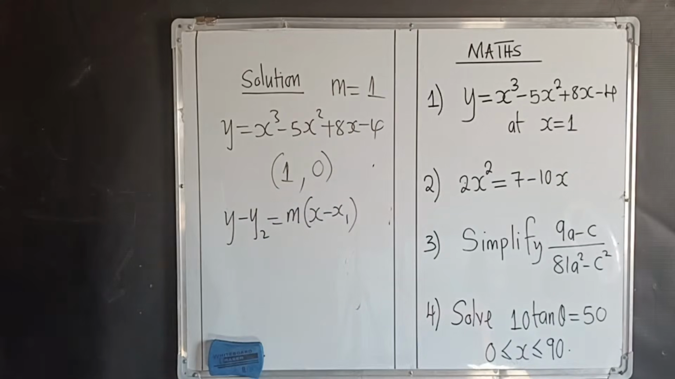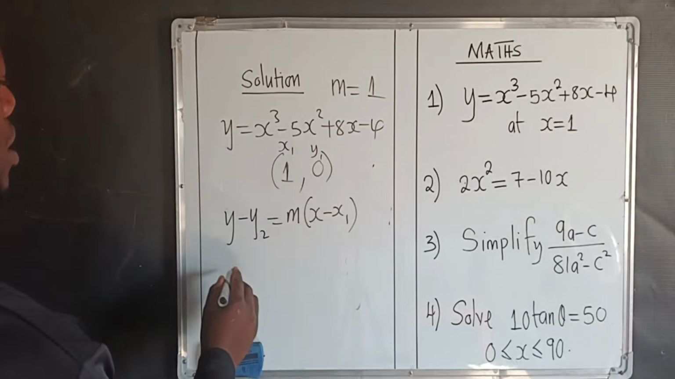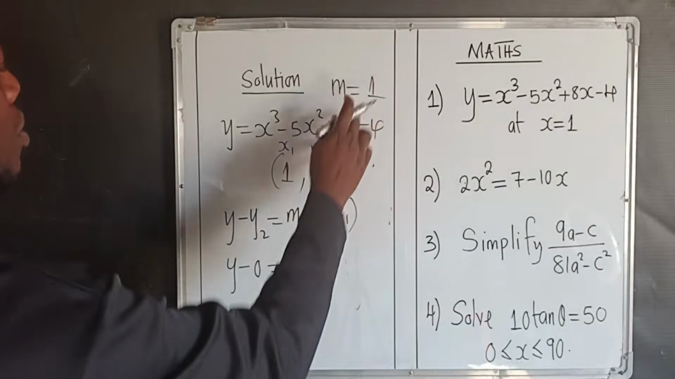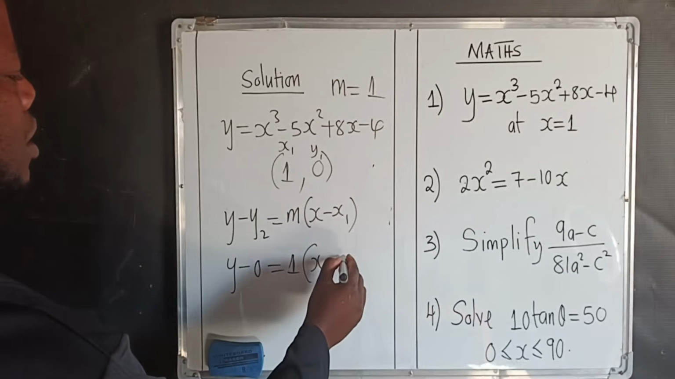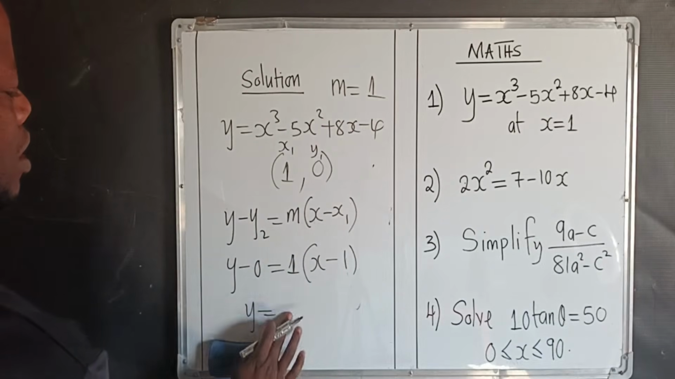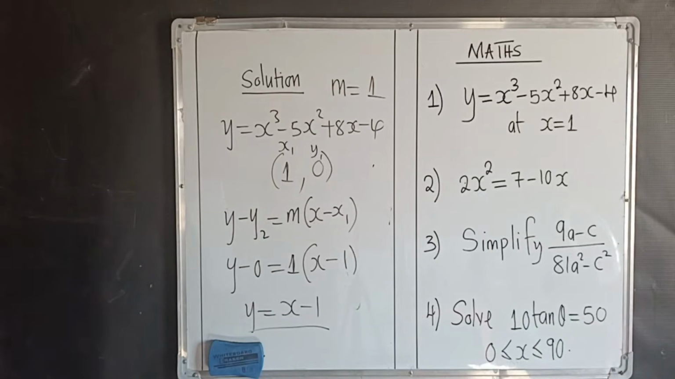I guess you know this equation or formula. It's a formula for finding the equation of a straight line. So we now plug in, we know that this is our x1, y1. So y minus 0 is equal to m, which is 1, times x minus 1. So y is equal to 1 times x minus 1, which is just x minus 1. So this is the equation of the tangent to the curve at that point, x is equal to 1.